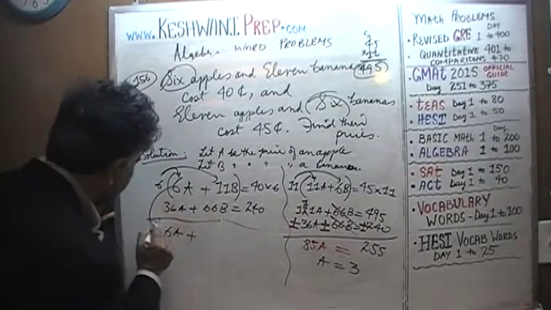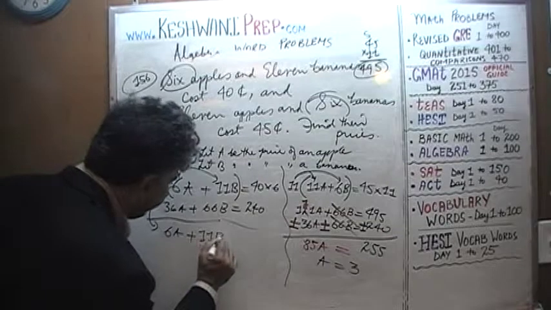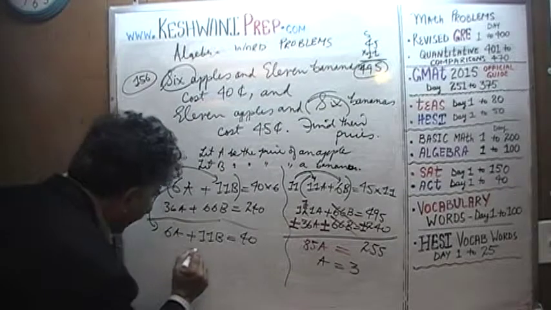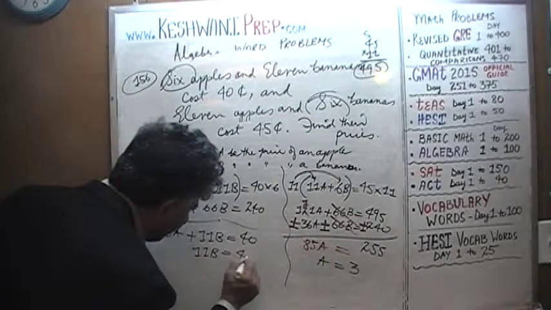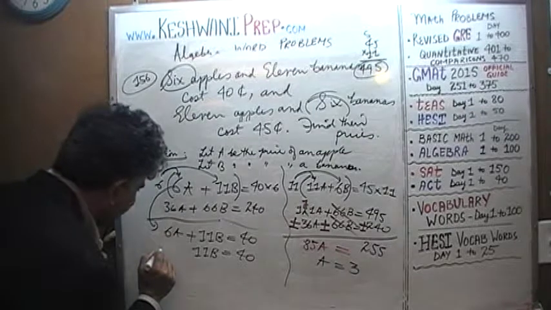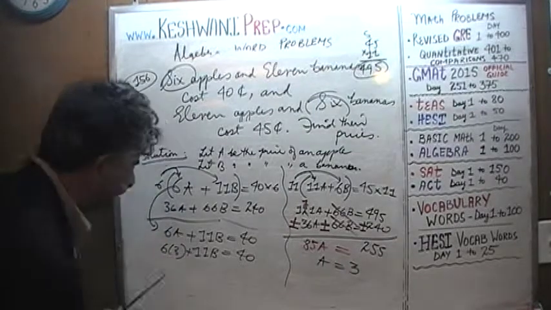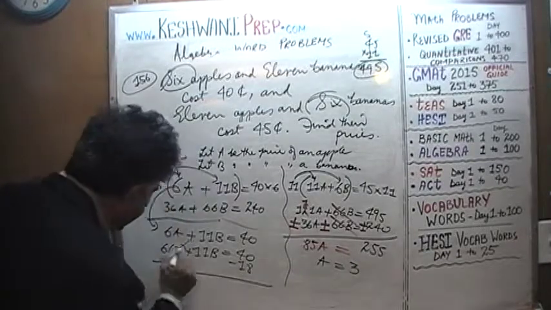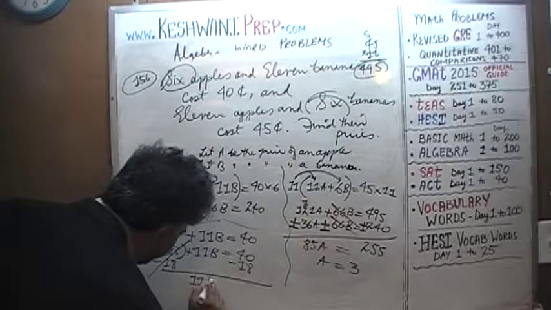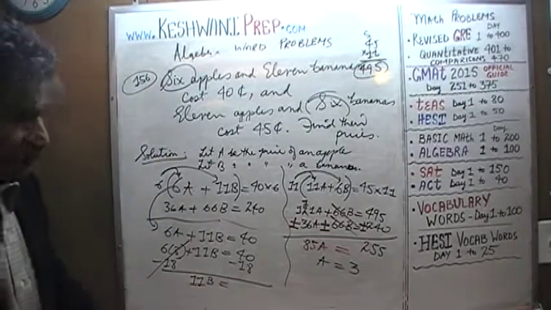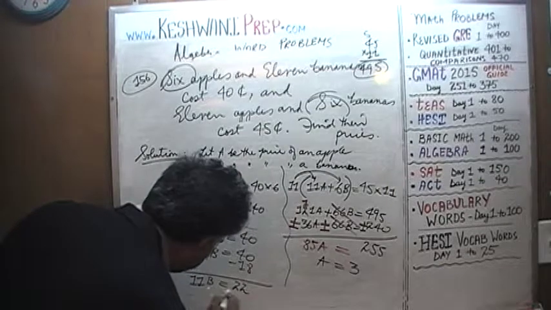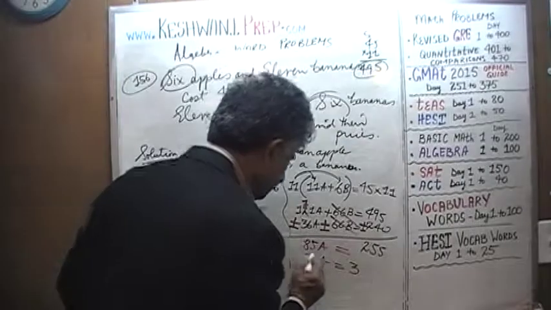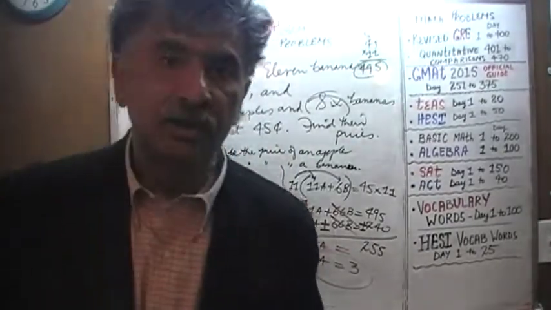6A plus 11B equals 40. A we know is 3. So 11B would have to equal 40 minus 6 times 3. Subtract 18 from both sides. 18 is going to drop out, and 11B equals 40 minus 18, which is 22, which means price of banana must be 2. Banana must cost 2 cents, and apples must cost 3 cents.